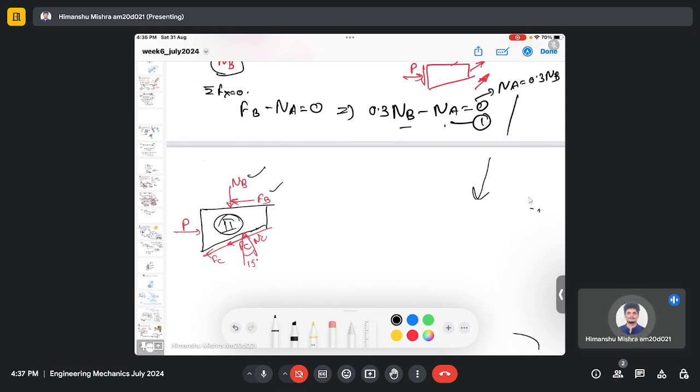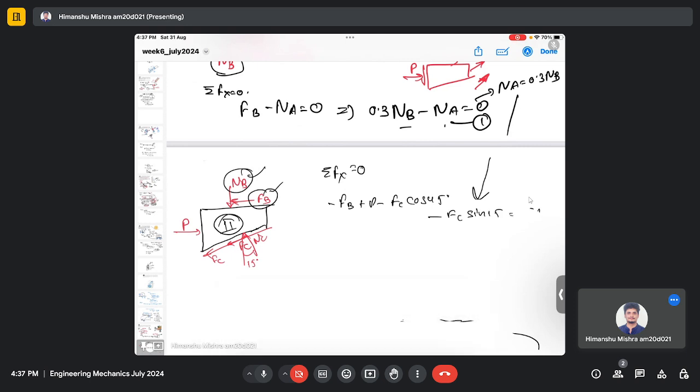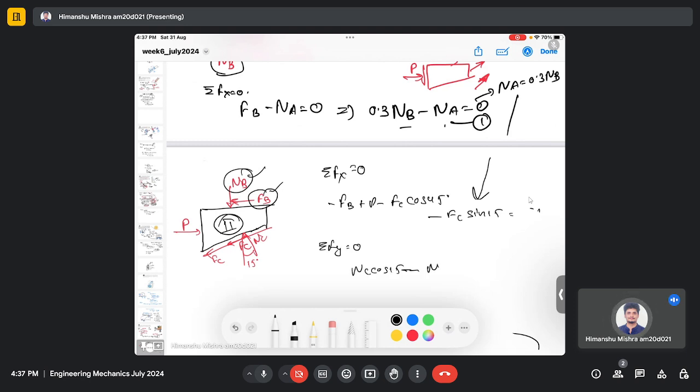So when we consider body 1, we are able to find the normal reaction NB and friction force FB, and we will use the same data which we found previously. So again we do the force balance analysis for body 2. We are just writing the equations. And we do the force balance in Y, then we have NC cos 15 minus NB minus FC sin 15 equals 0.